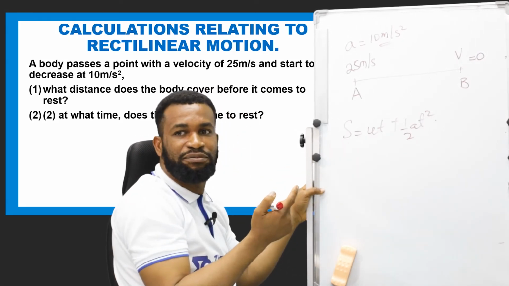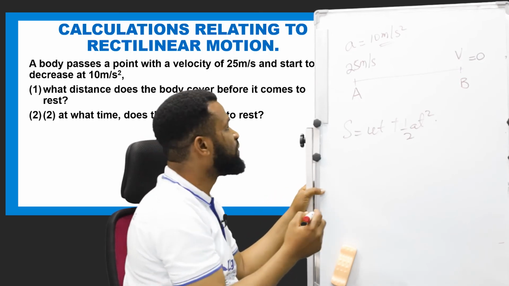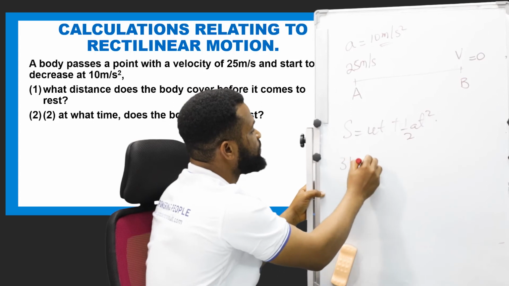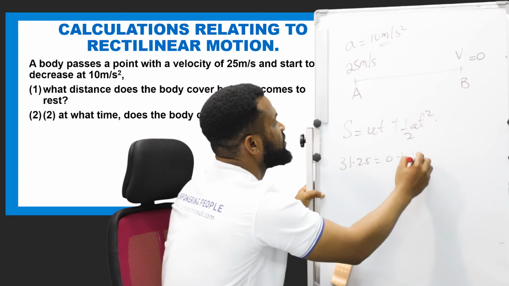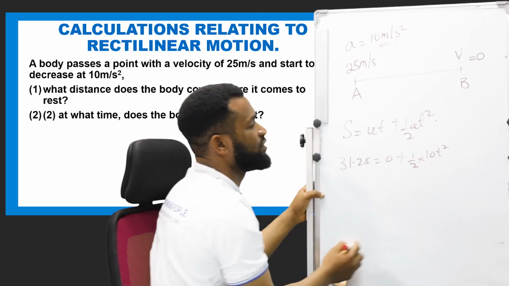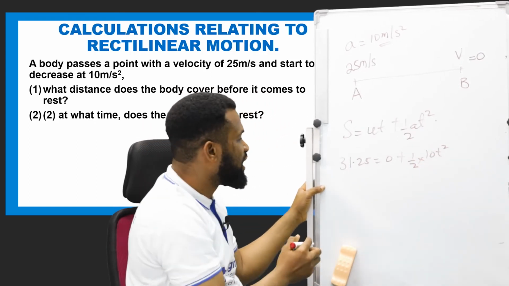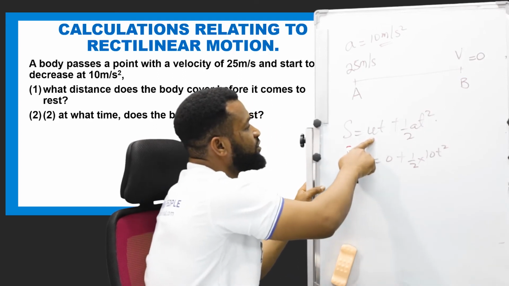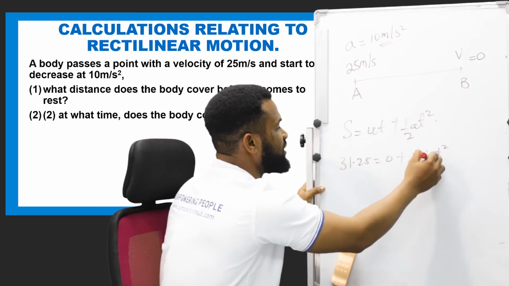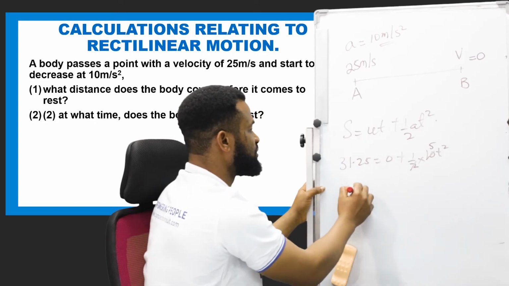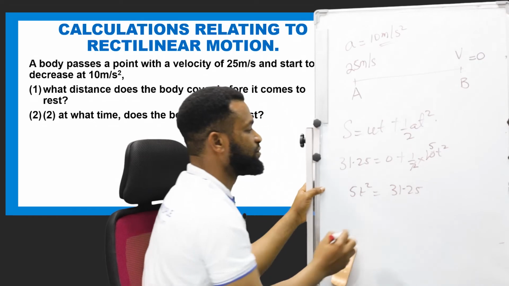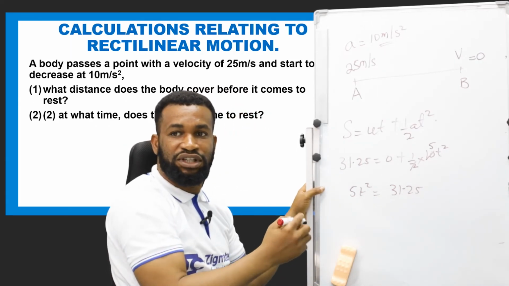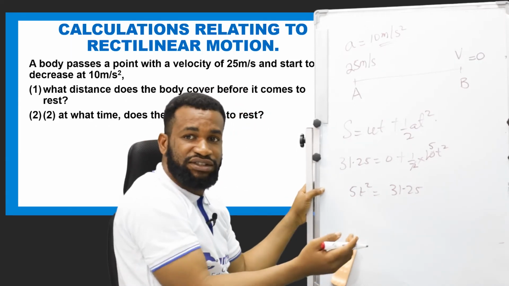And the distance has already been given as 31.25. So I'm going to say 31.25 is equal to 0 plus 1 over 2 times 10t squared. I'm looking for the time. All right, remember that u is 0. That is why I'm calling this 0. So this divided by this is 5. So we say that 5t squared is equal to 31.25. That is, at what time does the body come to rest.